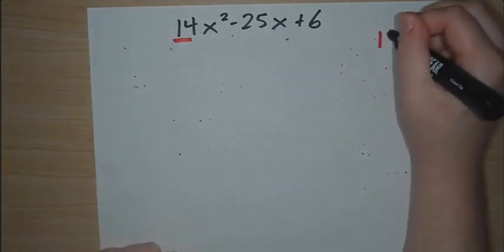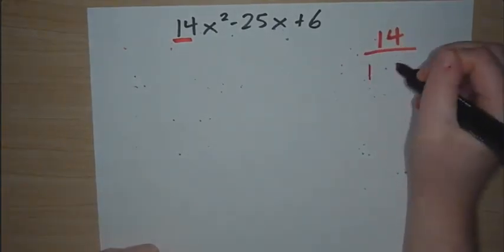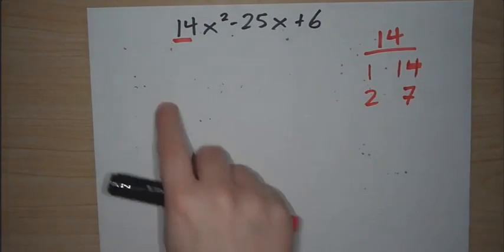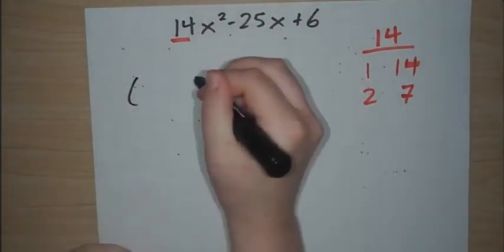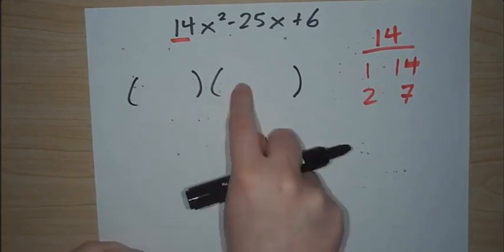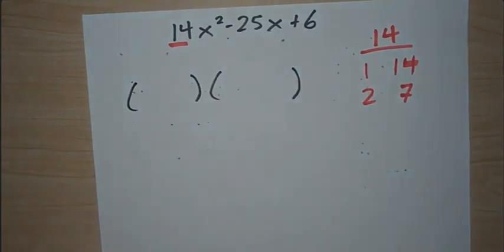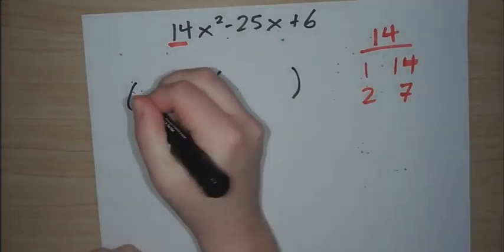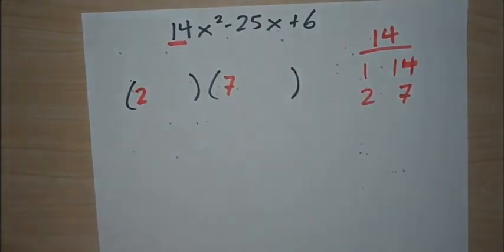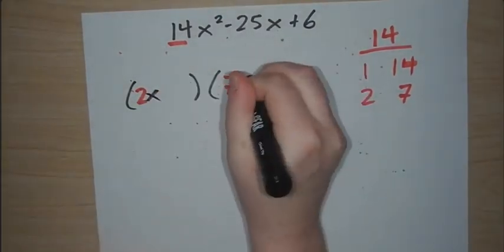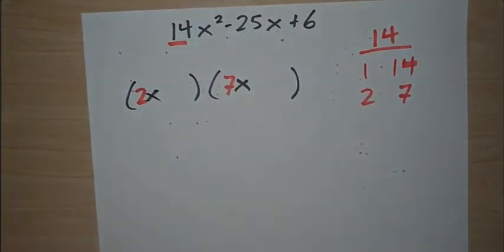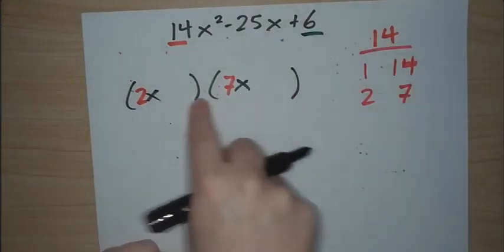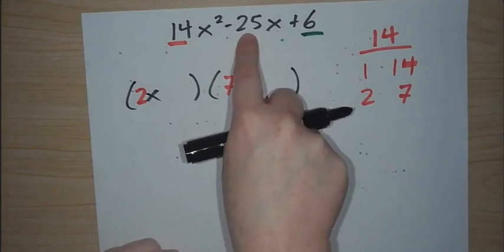We'll find the factors of 14. So the factors of 14 are 1 and 14 and 2 and 7. Now if we have 14 in either one of this pattern, we probably won't get our 6. So I'm going to go out on a limb and say the pattern is going to be 2x times 7x. And now we can look at the factors of 6 and see which one of them in different orders will give us this negative 25x.